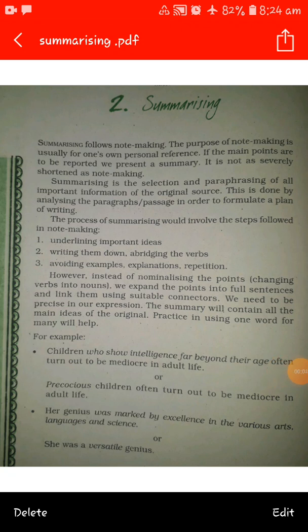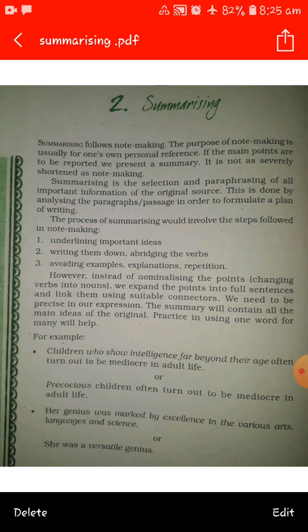Today we'll start with the new topic in the writing section, that is summarizing. Summarizing follows note making. The purpose of note making is usually for one's own personal reference. If the main points are to be reported, we present a summary. It is not as severely shortened as note making. So this topic follows the note making process.